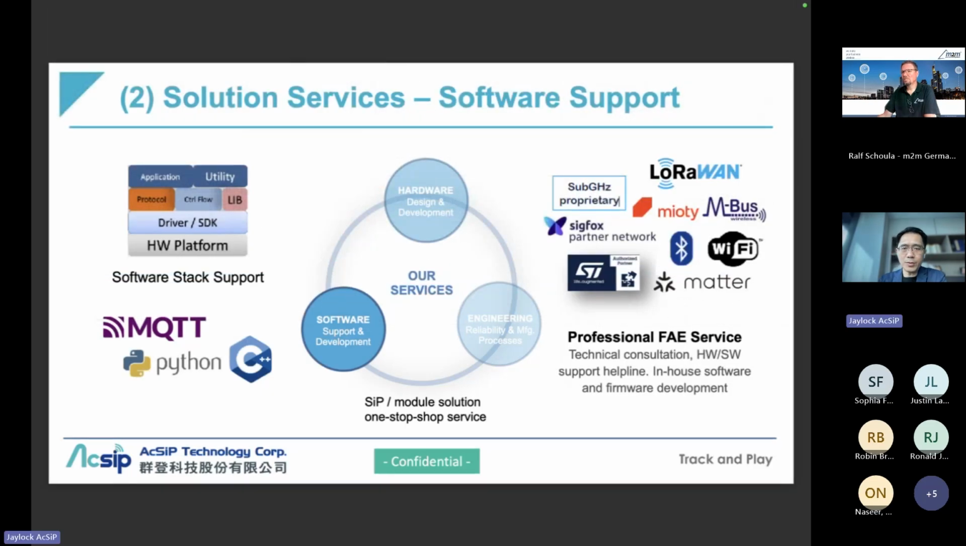Our expert FAE team is with you. They are dedicated to providing you with the best possible support. They have in-depth knowledge of our products and can help you with everything from basic software stack development all the way up to the application. Most of the time, we encourage our customers to develop their own applications because it may involve some sensitive information. But sometimes we do work with partners like M2M to work out a total solution for our customers.